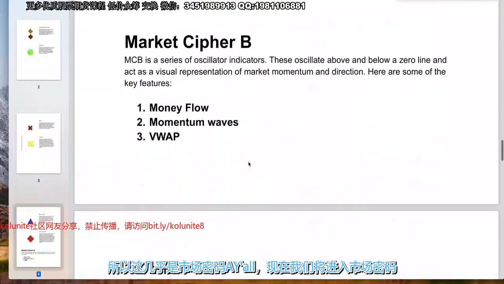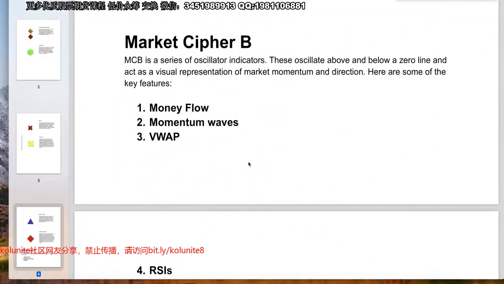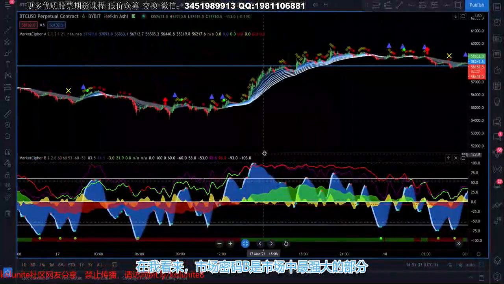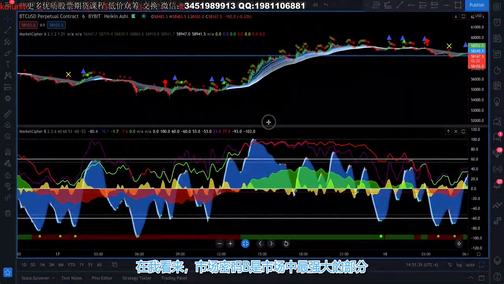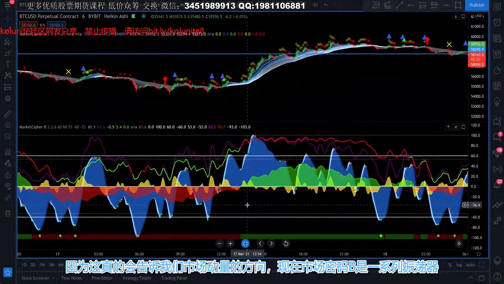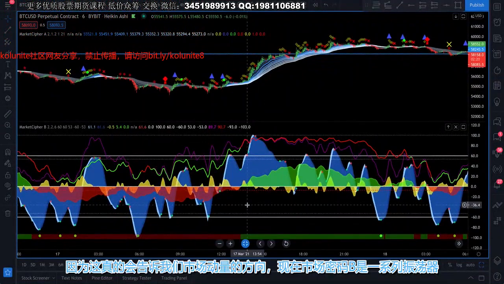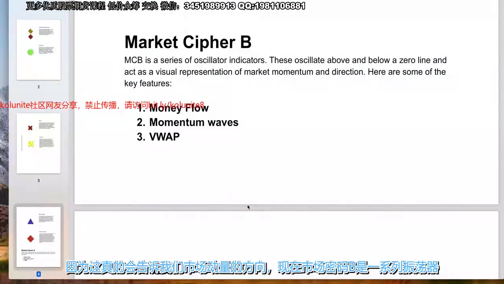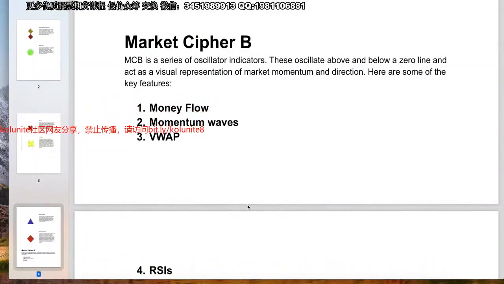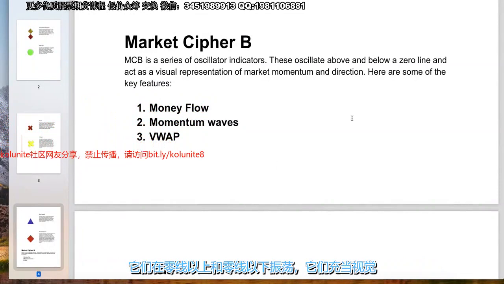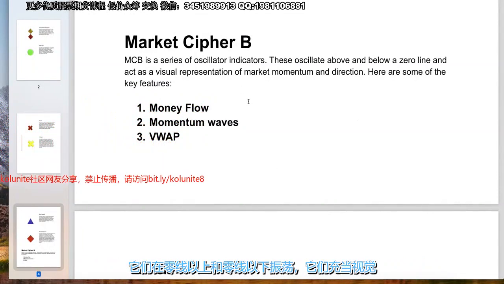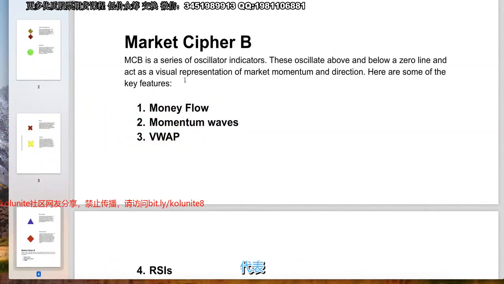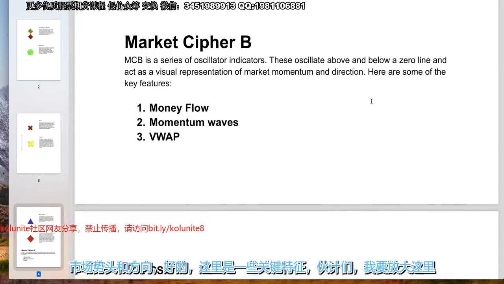And now we're going to get into Market Cipher B. In my opinion, Market Cipher B is the most powerful part of Market Cipher, because this is really going to tell us the direction of the momentum in the market. Market Cipher B is a series of oscillators, and these oscillate above and below a zero line, and they act as a visual representation of market momentum and direction.